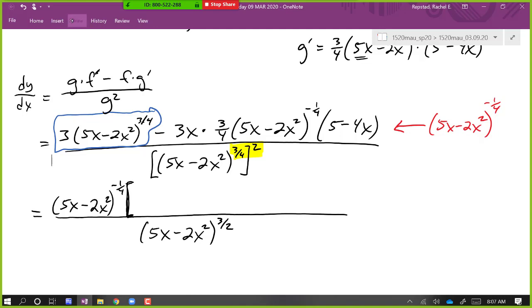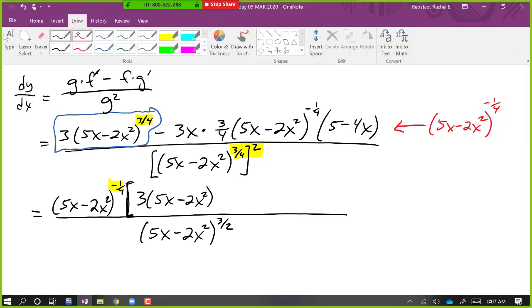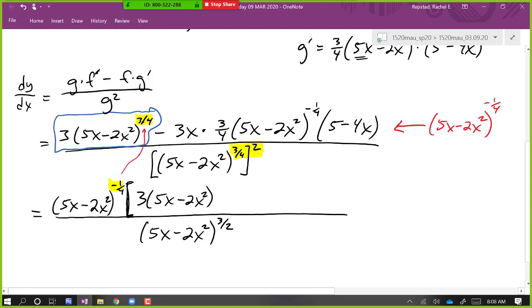So we took out a negative 1/4 power. We want to get ourselves to the 3/4 power. So we need the 3, and then what else? 5x minus 2x squared. And that's just to the first power, right? Because these exponents differ by 1. Right, 3/4 is precisely 1 more than negative 1/4, so we just take that to the first power.